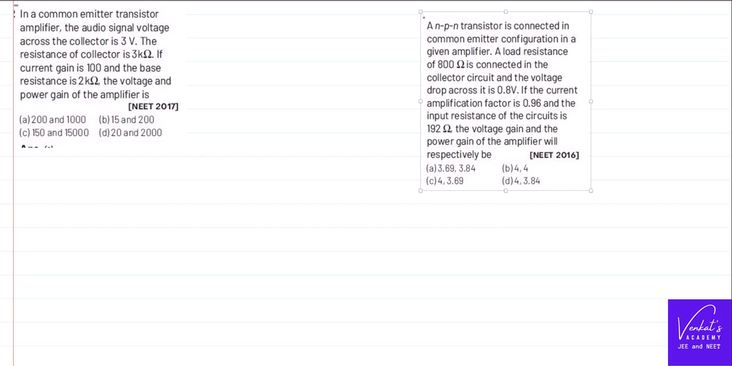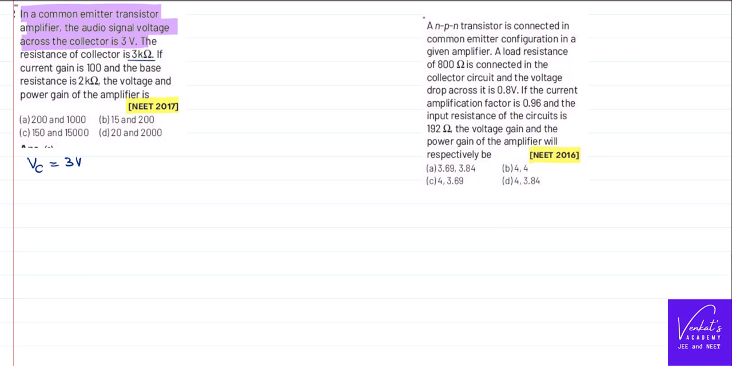Here in this video, we are solving two questions from NEET in semiconductor devices, based on the concept of a transistor. Let us see what the problem is. First problem: in a common emitter transistor amplifier, the audio signal across the collector is 3 volts. That means what is given is the voltage across the collector is 3 volts.